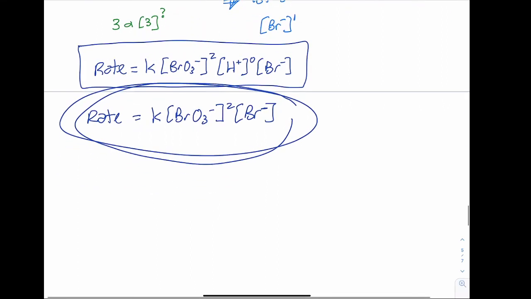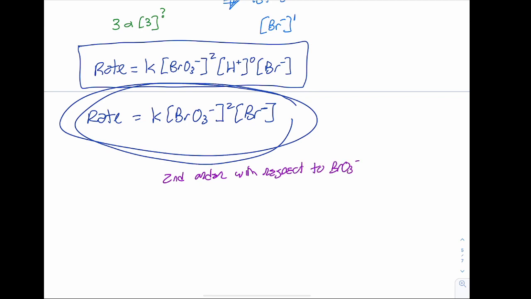So just kind of looking at this, it's second order. I know we've already said this above. I just want to summarize with respect to bromate. It's first order with respect to bromide. And then what is my overall order?